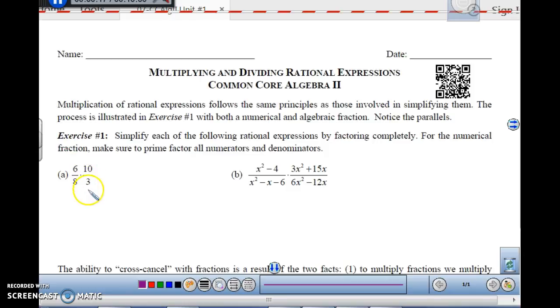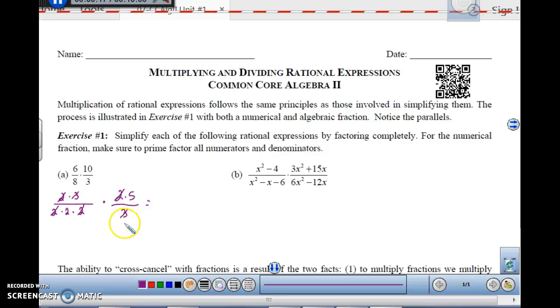So technically what we're doing is this. If I factor 6, it's going to be 2 times 3. 8 is 2 times 2 times 2. 10 is 2 times 5. And 3 is a prime number already. So when we cross cancel, we are actually canceling out common factors. For example, this 3 will cancel this 3. This 2 will cancel this 2. And then up and down, we can also cancel a 2 here and a 2 here.